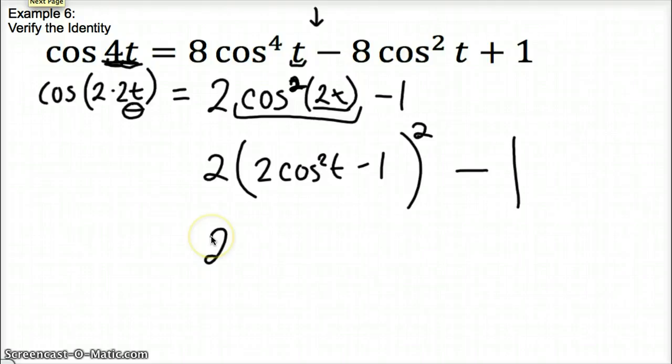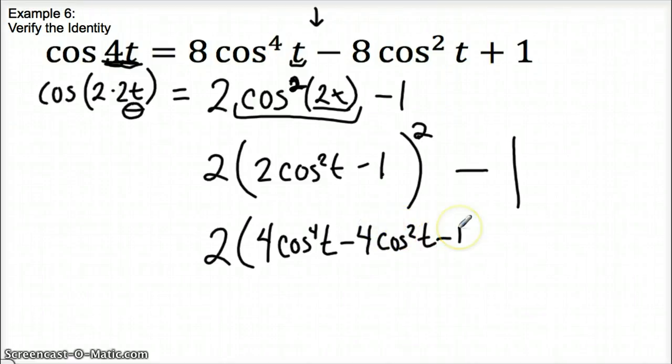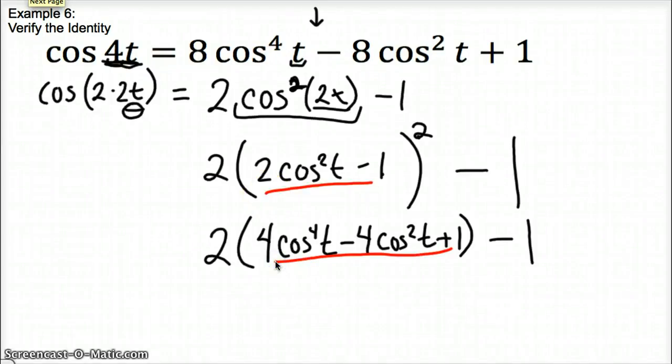So let's see, I'm going to work this out by using my FOIL or my special products. I'm going to square this quantity that you see on the inside, and I will get 4 cosine to the 4th t minus 4 cosine squared t, I'm sorry, plus 1. And then I still have this minus 1 on the other side. So I'm slowly getting close to where I want to be. If you're not sure how to convert this to this, make sure that you utilize FOIL, a special product, or a generic rectangle. Bring your question into class if that still doesn't help you.